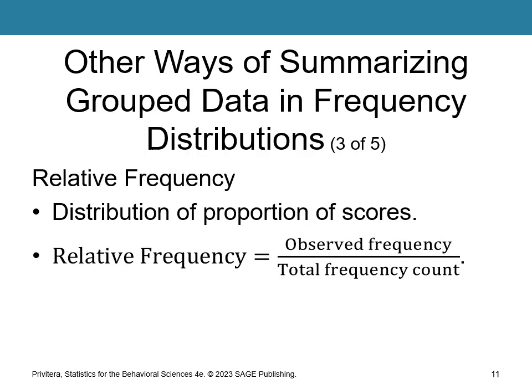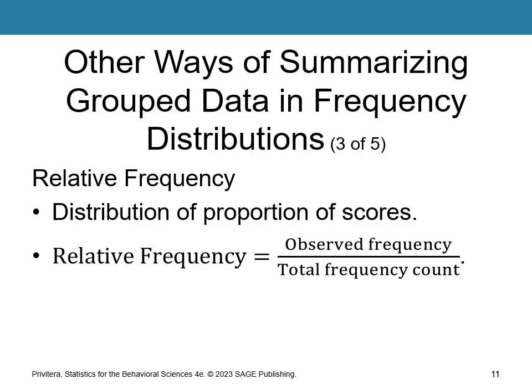A relative frequency distribution distributes the proportion of scores in each interval. To compute a relative frequency, divide the frequency in each interval by the total number of scores counted. Relative frequency is particularly useful when summarizing large data sets or when comparing groups of different sizes.